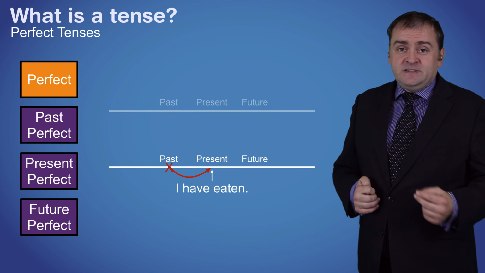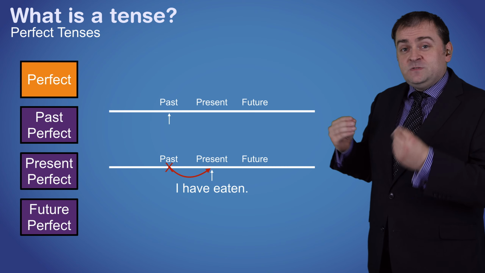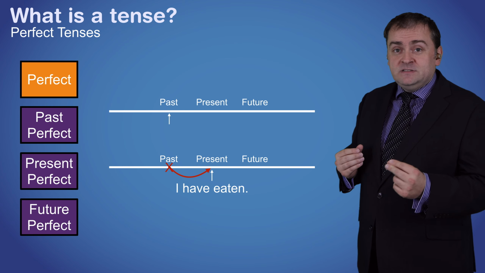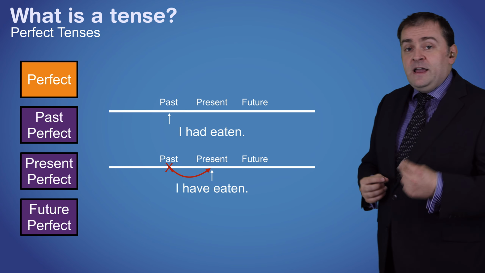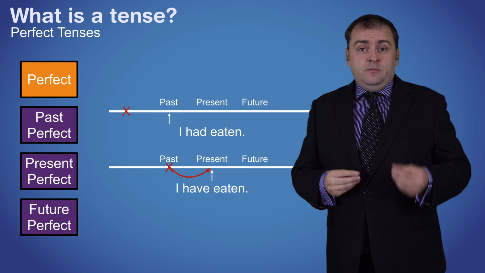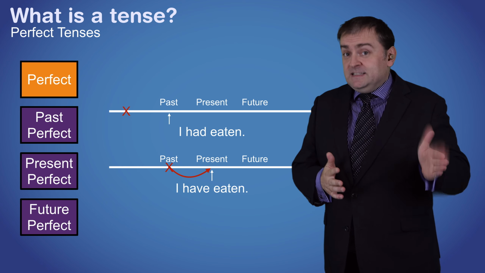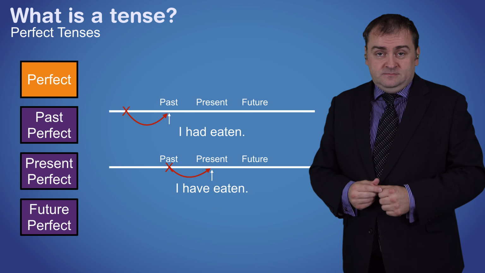In the past perfect tense, we're talking about an action that was finished by a certain point in the past. For example, I had eaten. At some point, even further in the past, I ate. By the time I'm talking about, still in the past, the action had already finished.